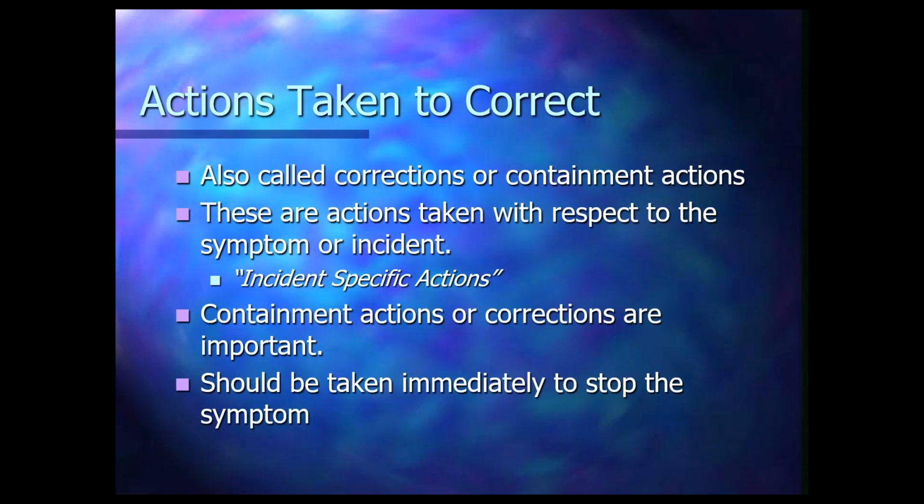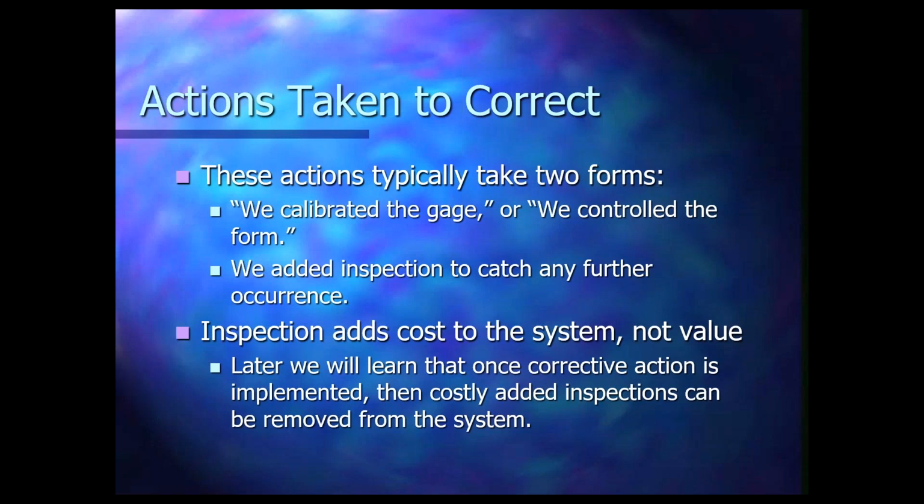Okay, the auditor found this issue. We need to contain it. We need to correct it so that we can state past tense that this was done. So these actions typically take on 2 forms. We look at things like we calibrated the gauge, we controlled the form, we've added inspection, and so forth. We're going to look at corrective action in a particular way. And we're going to explore how adding layers to your system may or may not be an effective corrective action strategy.